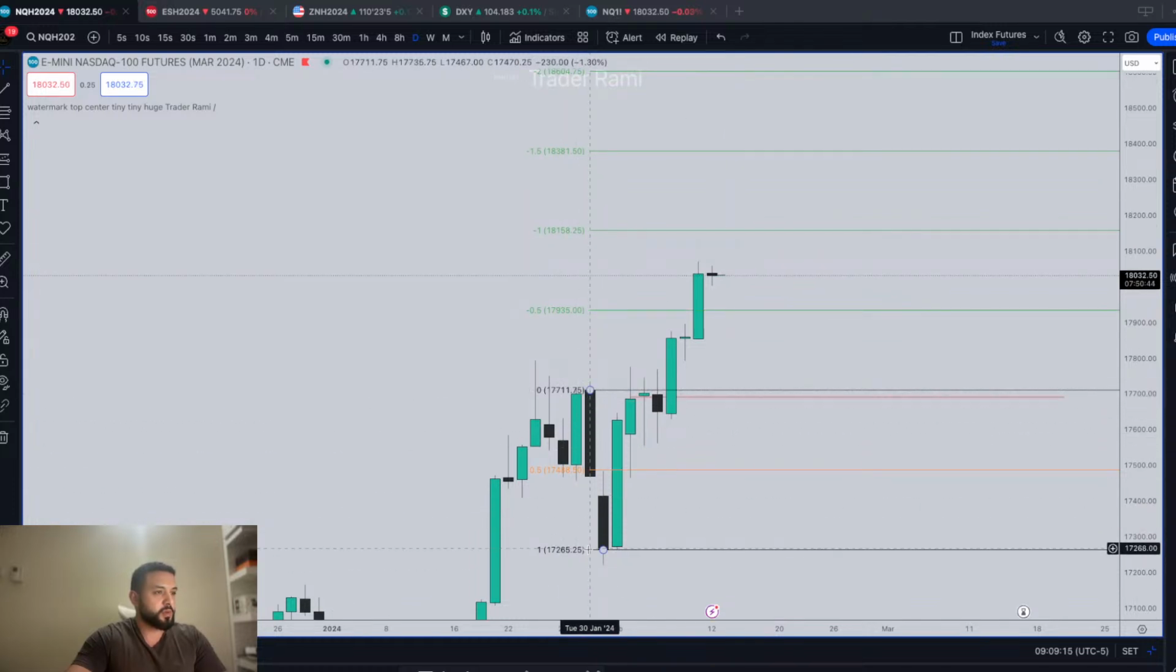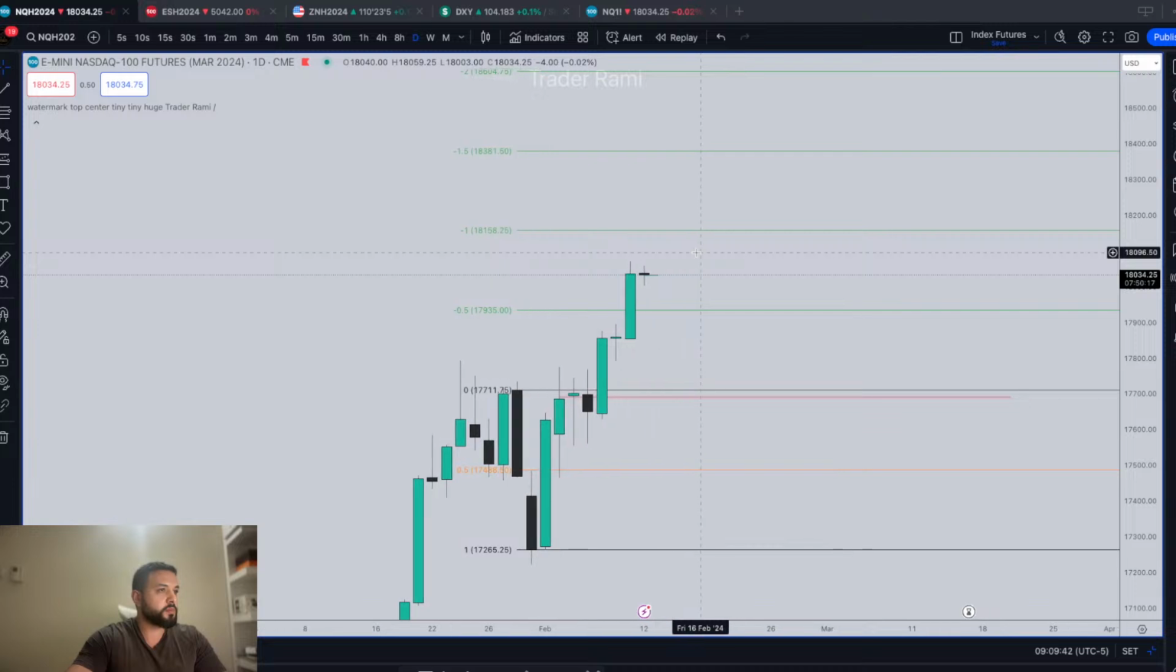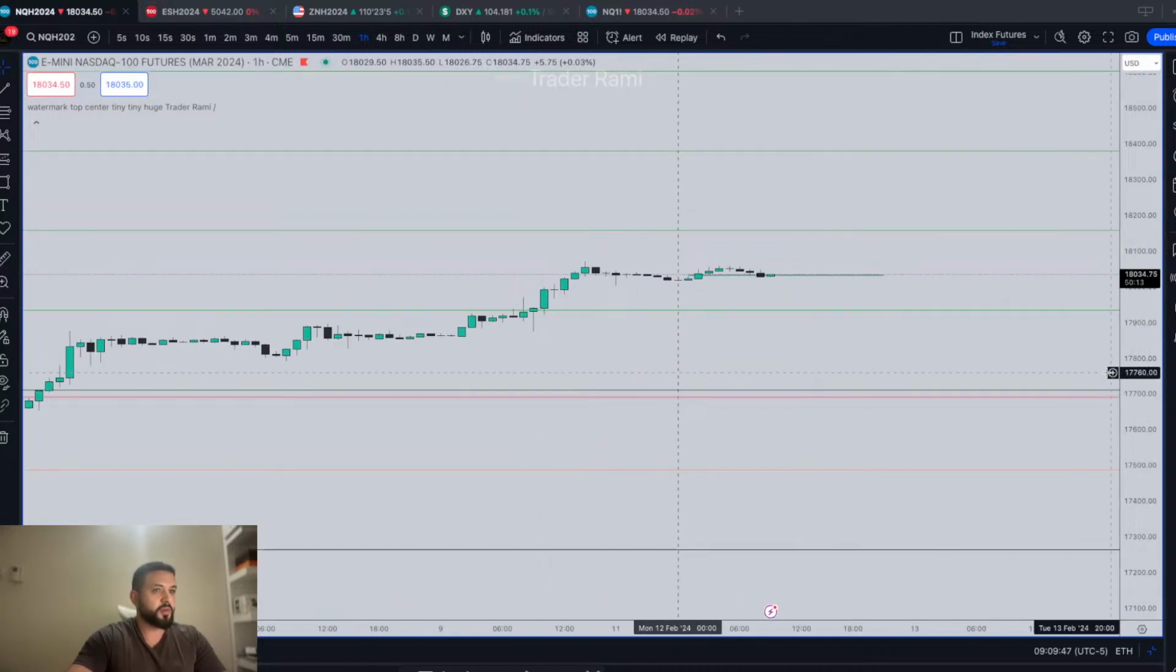So this small pullback on the daily time frame. So I've measured the open of the initial pullback candle to the close of the second day of the pullback. And one standard deviation of that move to the upside would be 18158. So that's just the idea so far.